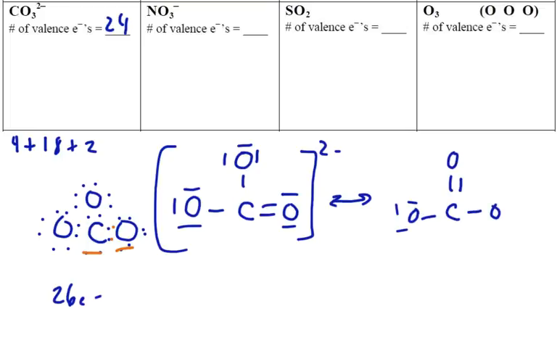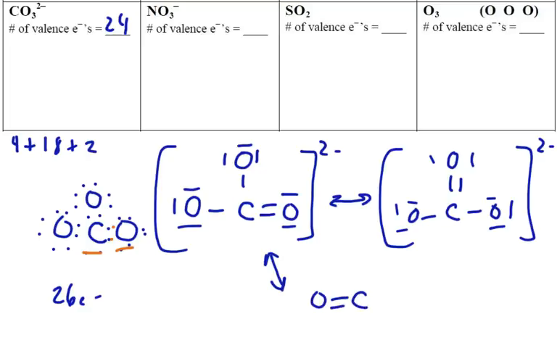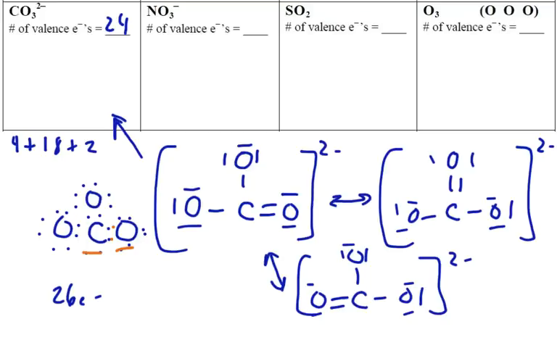Now when we do a lot of these, we're going to notice wherever we put a single bond, there are going to be 3 lone pairs. Where we put a double bond, there are 2 lone pairs. Then we have a third structure where we get the carbon double bonded to the oxygen to the left. And the correct answer really should show all three of these structures. That's going to be kind of hard to fit in, but that's the way it is.